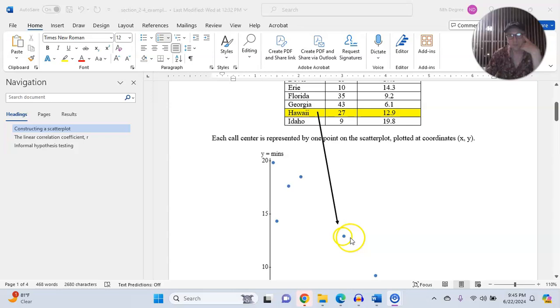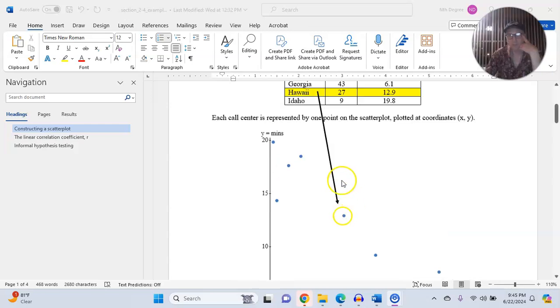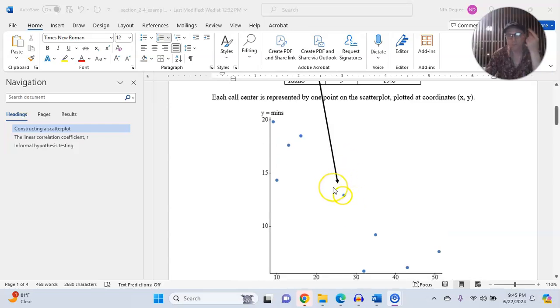I've highlighted Hawaii as an example. So if we plot the point 27, 12.9, x equals 27 representatives, y equals 12.9 minutes. So each point on the scatter plot represents, in this case, one call center.